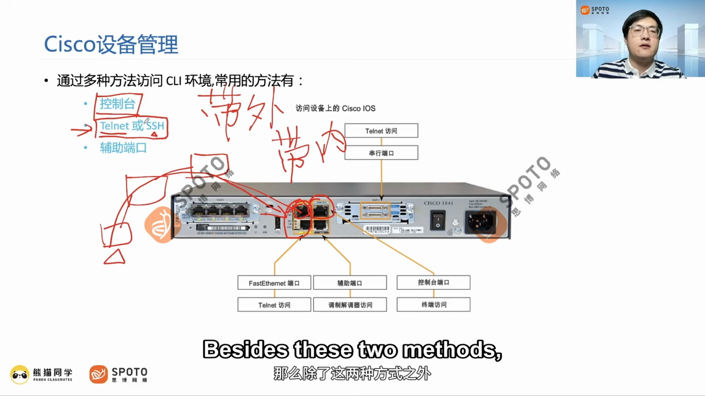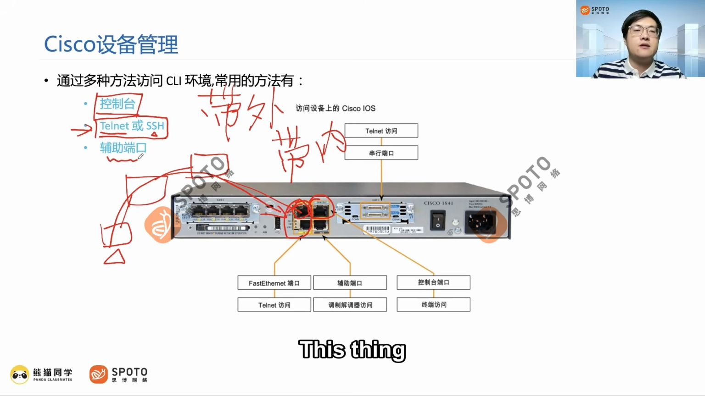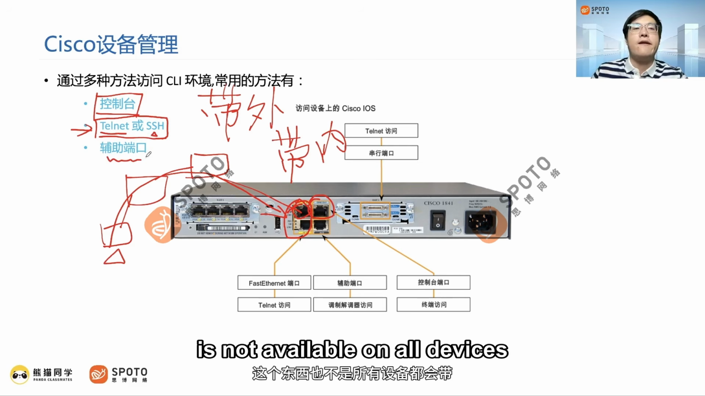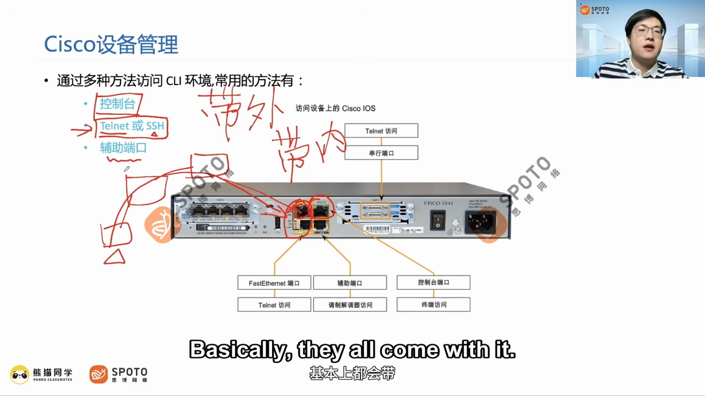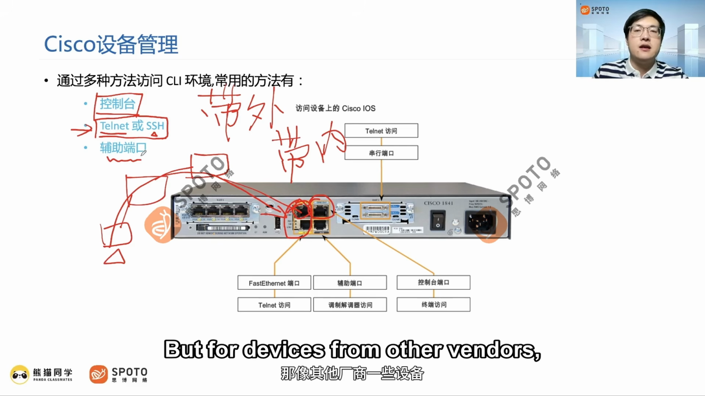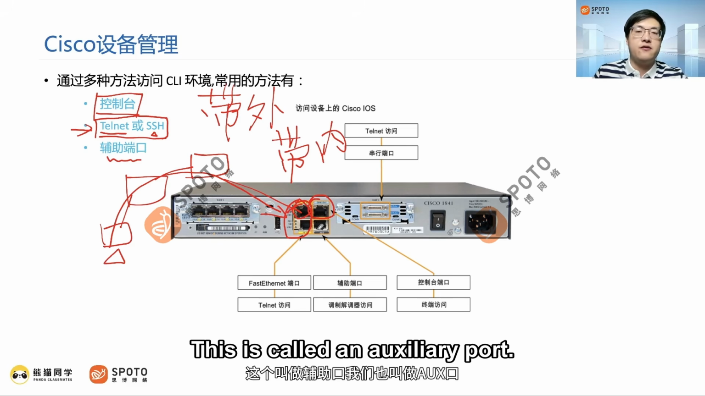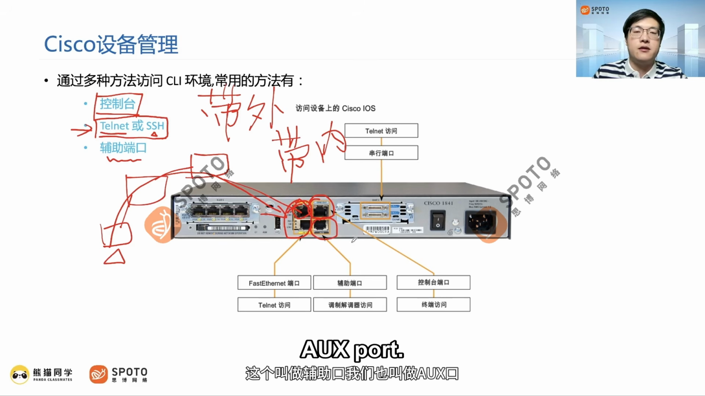Besides these two methods, there is another port. This is not available on all devices, but on devices like Cisco, some models do. Devices from other vendors might not include it. This is called an AUX. We also call it an AUX port.